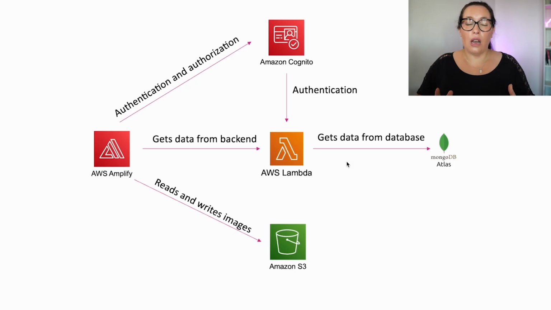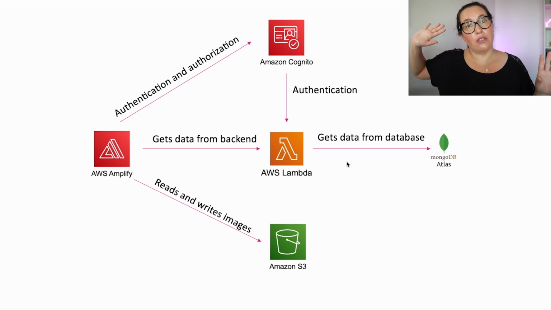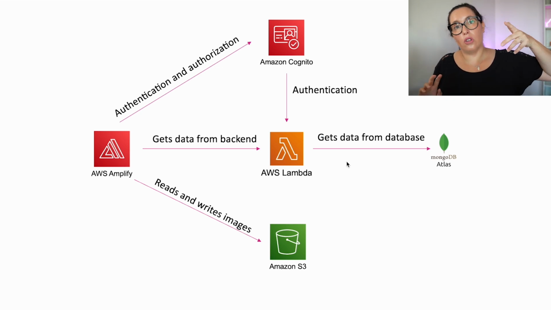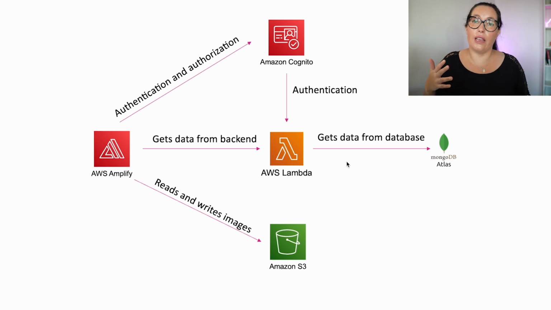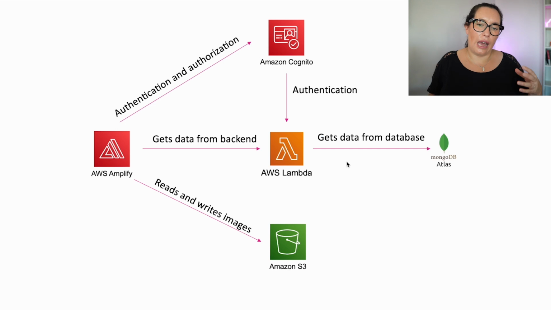So what we have now, well, we have this. We have an Amplify application that gets all the information from the Lambda function, and the Lambda function gets all the raw data from the Mongo Atlas. We have Cognito that is allowing to authenticate and authorize, and we also do it for the Lambda function. And then we have the Amazon S3 that basically allows you to read and write images.